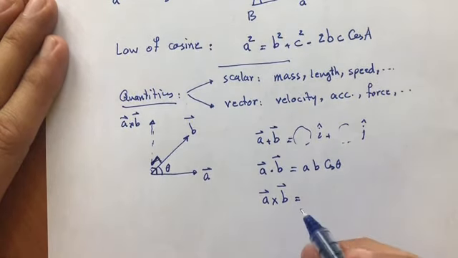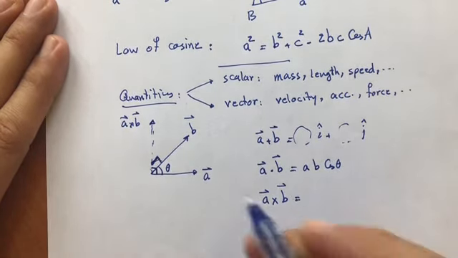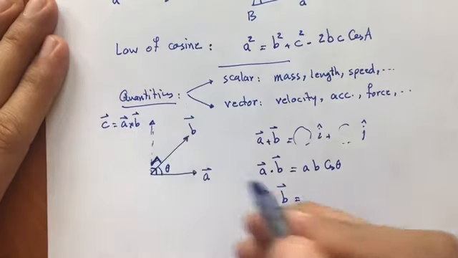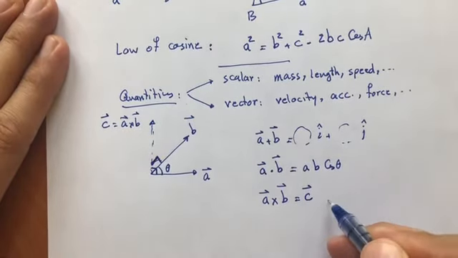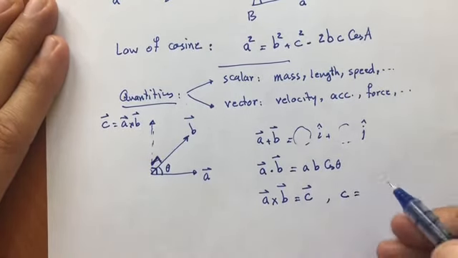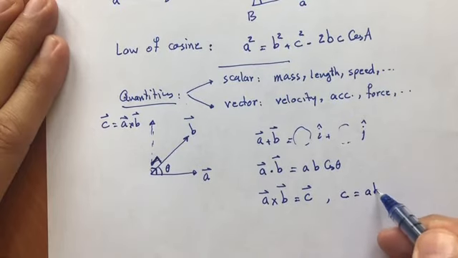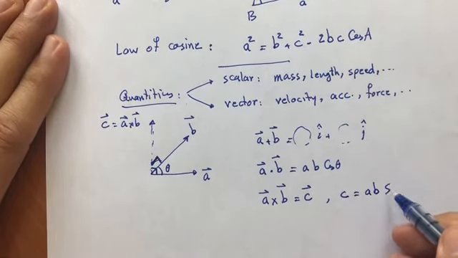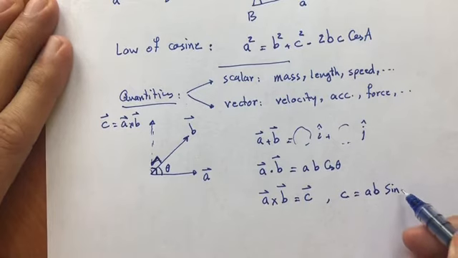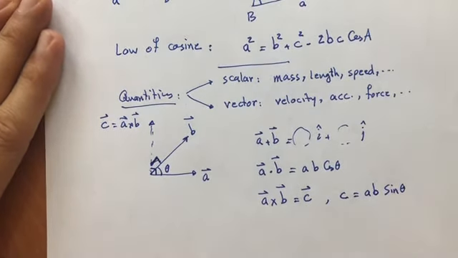And the value of it, if I call this C, the magnitude of C is going to be the magnitude of A times the magnitude of B times the sine of the angle between them, sine of theta. Okay?